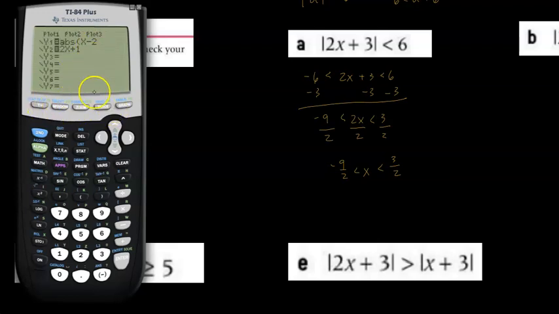So let's go ahead and I'm going to use my 2x plus 3, clear, and graph. Which ones are going to be below? What I could do is look at where they intersect. Calculate, look at the intersection.